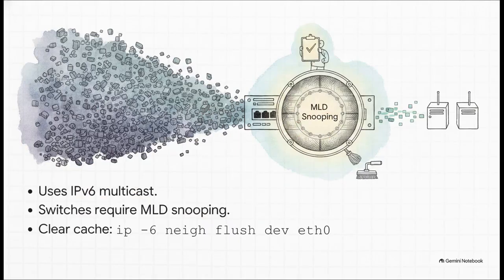Then we have Neighbor Discovery Protocol, or NDP, which is the new ARP. But since it relies heavily on IPv6 multicast, your network switches absolutely must have MLD snooping enabled. Without it, your switches will just treat those multicast packets like broadcasts and flood NDP traffic everywhere, which will absolutely crush your performance. And hey, if you need to clear out stale entries, kind of like flushing your old ARP cache, you'll run ip -6 neigh flush dev eth0 on Linux or netsh interface ipv6 delete neighbors on Windows.